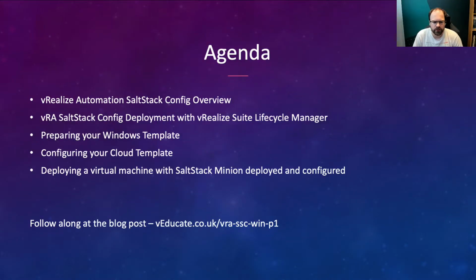In the agenda, we're going to cover a quick overview of what vRealize Automation SaltStack Config is. We're going to look at deploying the SaltStack Config component of vRealize Automation with vRealize Suite Lifecycle Manager. Then we're going to kick off with preparing our Windows template ready for that deployment with SaltStack Config through vRA. We're going to configure our initial cloud template itself, and then test deploying a virtual machine with the SaltStack Minion deployed and configured with that. You can follow along with this video with the blog post at theeducate.co.uk/VRA-SSC-win-P1. And then of course we'll be continuing this in part 2 of the series, where we'll look into deeper configuration of our virtual machine along the lines of our enterprise type use cases as well.